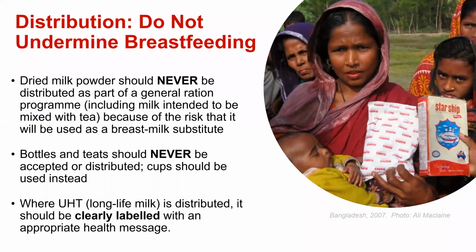With regards to distribution, it's very important that we're not only looking at BMS, we're looking at milk powder and milk in general, so as we do not undermine breastfeeding. So dried milk powder should never be distributed as part of a general ration program. That's including milk intended to be mixed with tea. The risk that it's used as a breast milk substitute is high in that situation. Bottles and teats should never be accepted or distributed. Where UHT, so long life milk, is distributed, it should be clearly labeled with an appropriate health message in the language that can be understood.